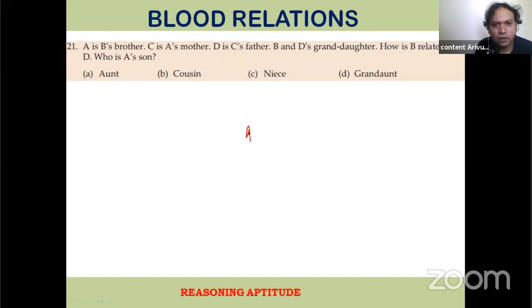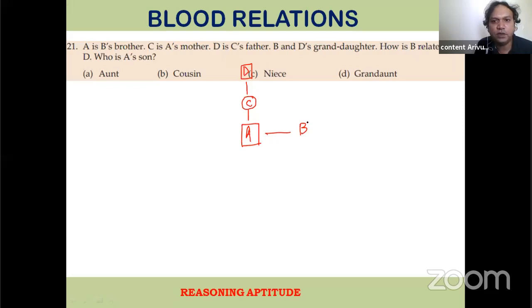So A is the brother. So we put a square here. Whose brother? B's brother. C is A's mother. So C is A's mother. D is C's father. So D is C's father. Now B and D's granddaughter. Okay. So B is D's granddaughter.